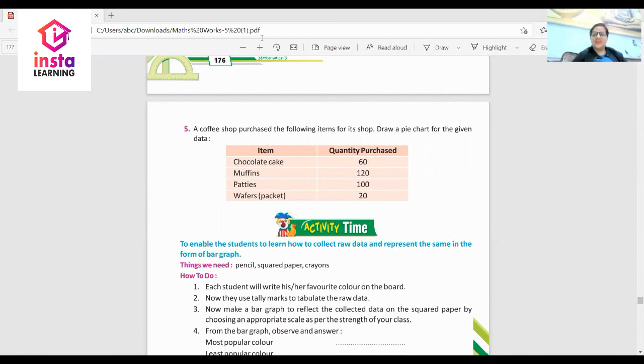So students, we have completed our chapter number 15 also, and in that chapter we have learned pictograph, bar graph, and pie chart also.